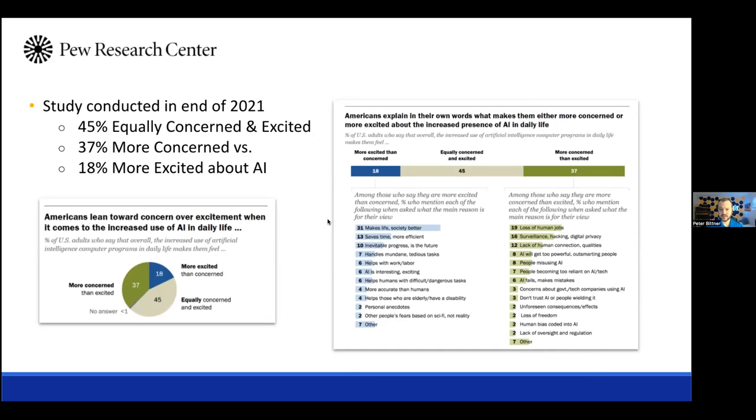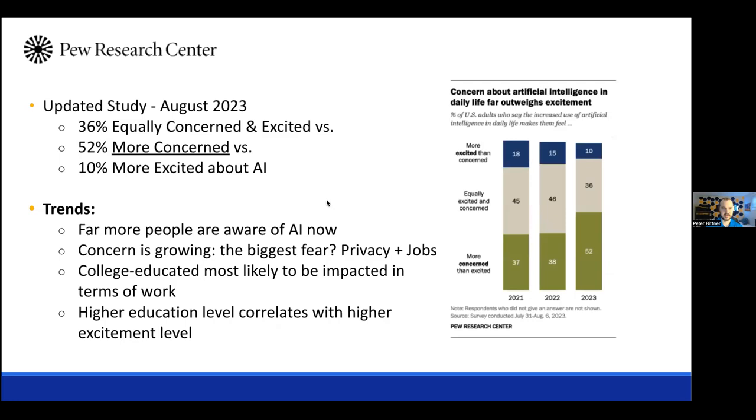And you can see that a lot of people had some specific issues in mind here, right? The big one that we already have been talking about, at the top of most concerned, is loss of human jobs. Surveillance and privacy and security issues are also near the top of the list. Lack of human connection and quality, losing out on the humanity and humanness in this increasingly AI-driven world, is cited as a common concern.